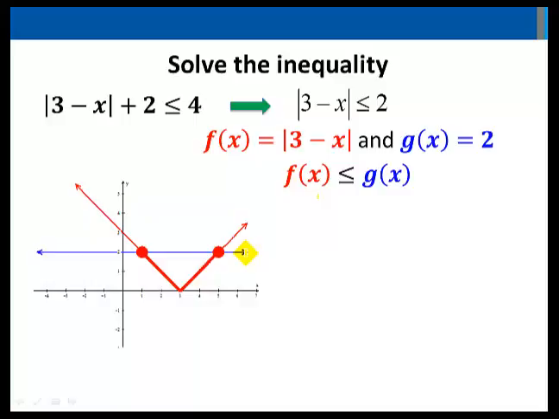So just like we've been doing, we'll look where f of x is less than or equal to g of x this time. So with the equal sign, we do want to include x equals 1 and x equals 5, and the less than will mean that I want to include x values between 1 and 5. 1 less than or equal to x less than or equal to 5 can be written as the closed interval from 1 to 5.